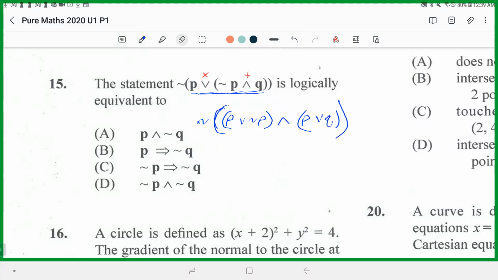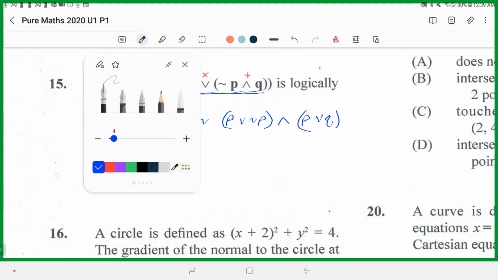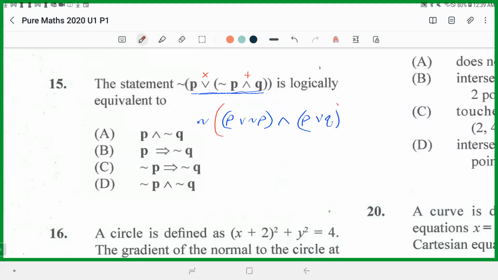Let me change this to red so it will stand out. And you're going to distribute R over red. But you see this? P or not P. P or not P is one of those things that you must know. P or not P must be true. P and not P, before us, it is impossible for something to be and not be at the same time. But something is either being or not being. So P or not P is true. So this statement is true.